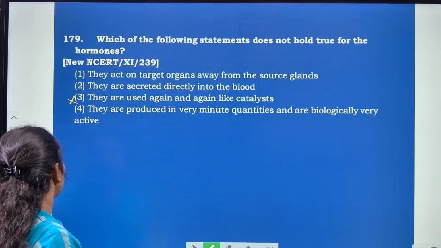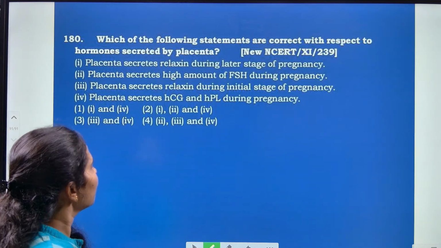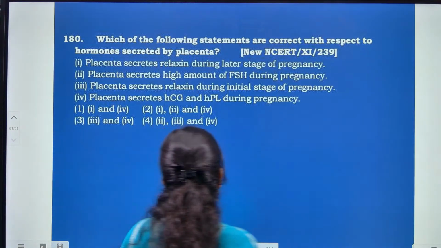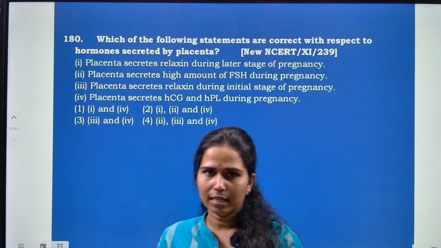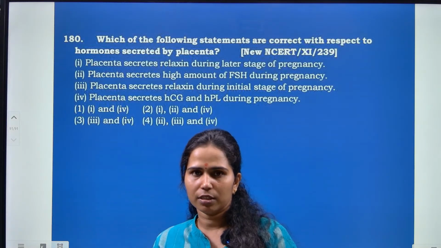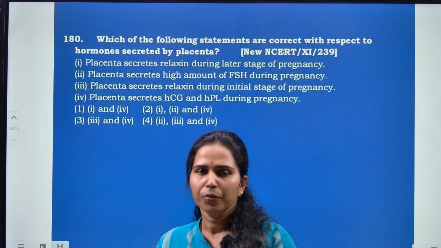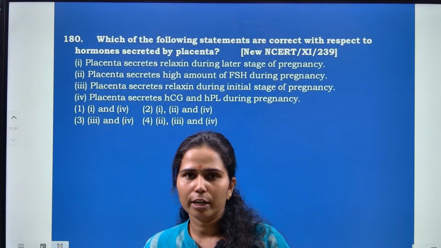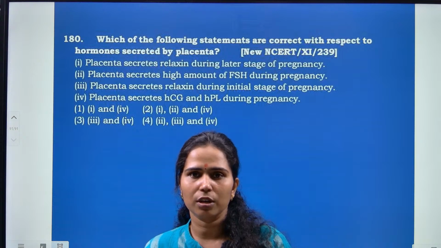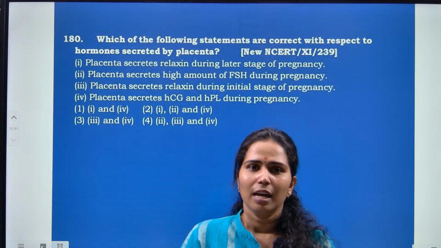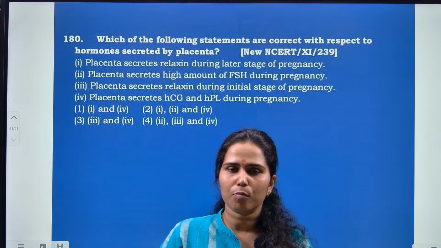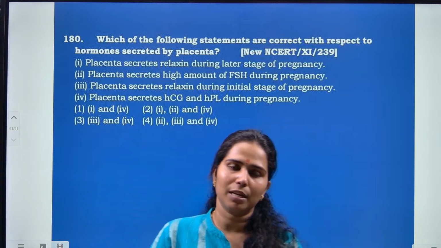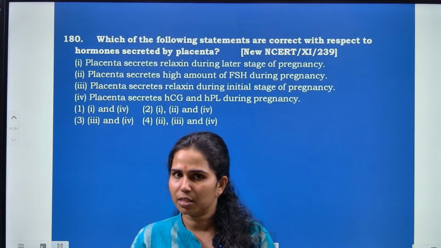Yes, reaching the last question of this session. Which of the following statements are correct with respect to hormones secreted by the placenta? Right. So placenta, you already know that the placenta is a physiological connection which connects the mother and the fetus here, and through the placenta you know that it performs two functions. One is that it helps in the exchange of gases, excretion, as well as removal of waste material here, and the second one is that it secretes some hormones, the major four hormones: HCG, that is human chorionic gonadotropin, HPL, human placental lactogen, estrogen, as well as progesterone here.